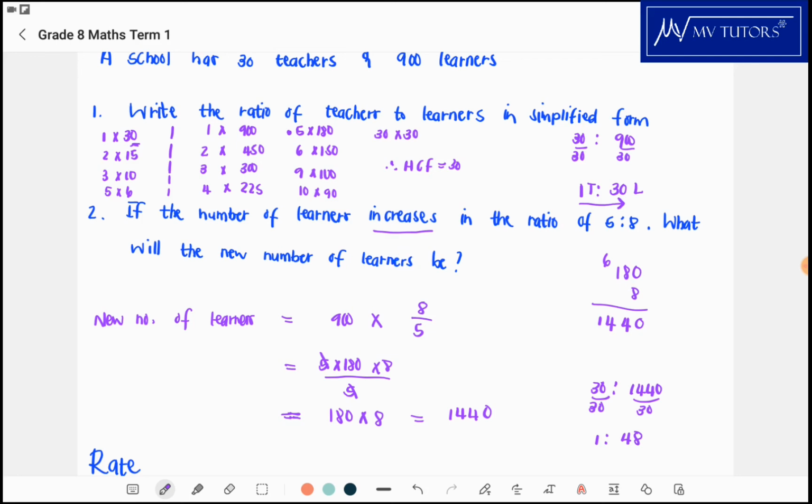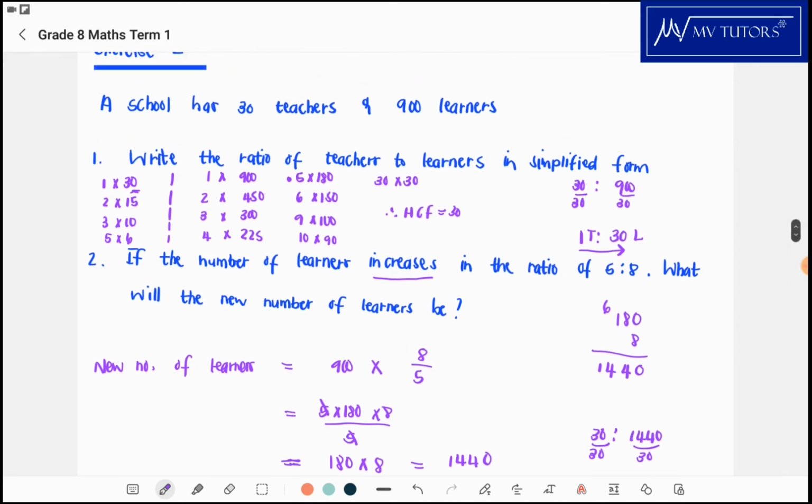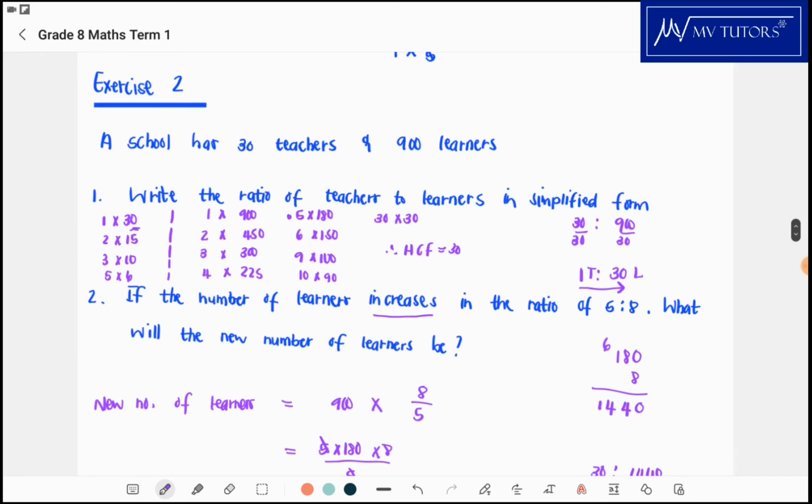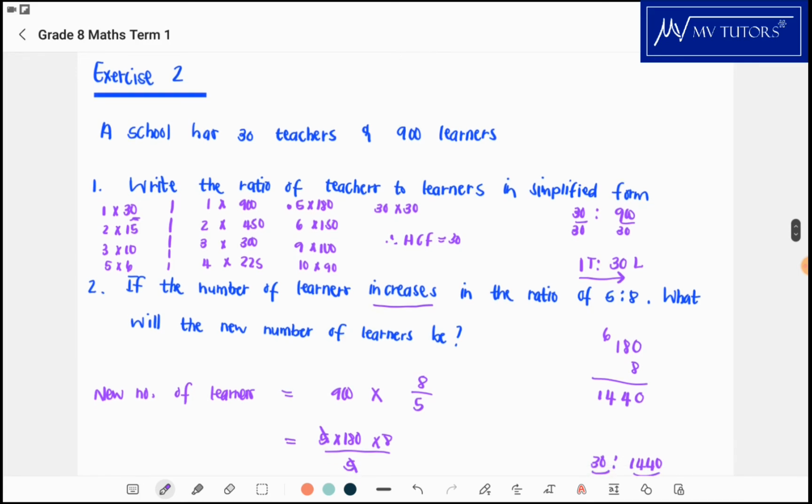And that is it. I really hope that you have enjoyed learning about ratios and all these exercises. This was really fun. So we'll see you next on the topic of rate.